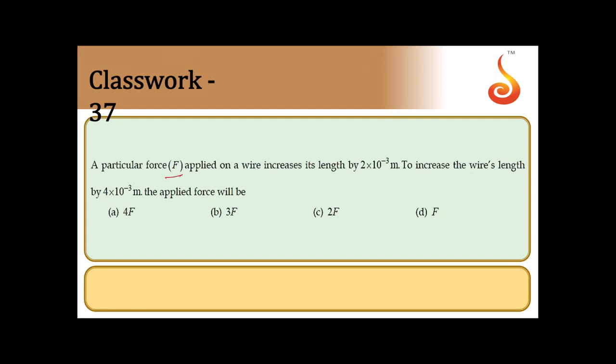So, when you apply force F, the elongation is 2 into 10 power minus 3 meter. So, what should be the force to elongate it to 4 into 10 power minus 3? So, we know that Y is equal to FL divided by A delta L, or you can solve for delta L. Delta L is equal to FL divided by AY.